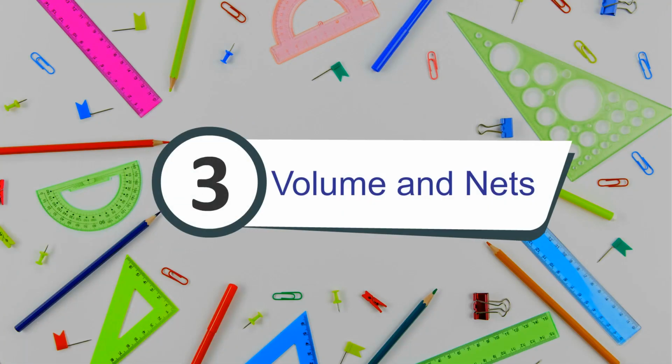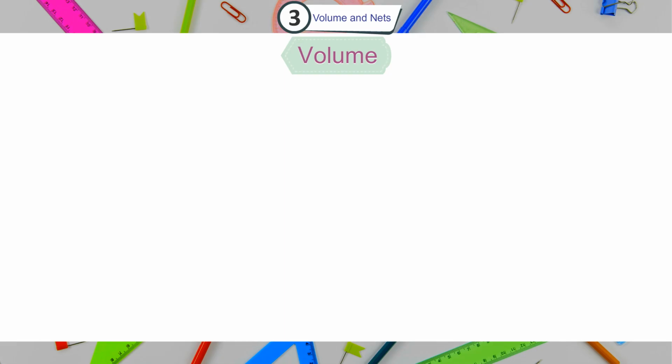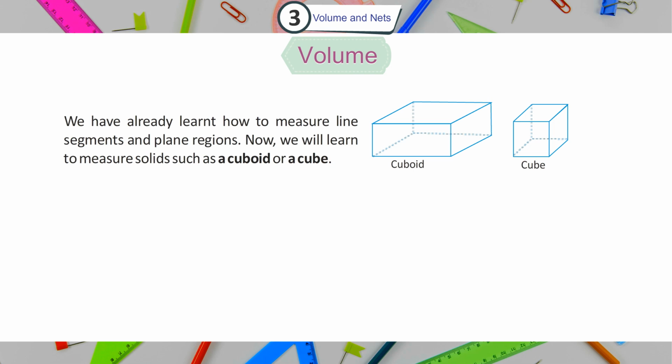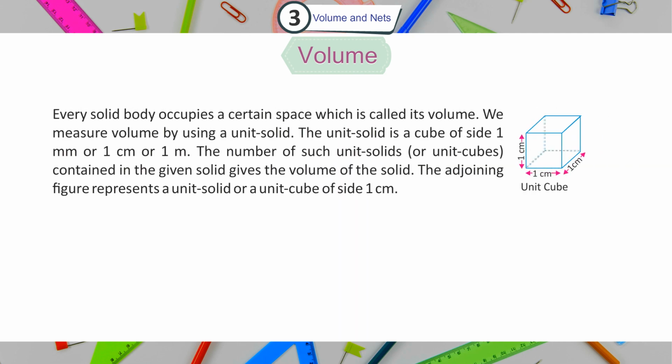Chapter 3: Volume and Nets. Volume. We have already learned how to measure line segments and plane regions. Now we will learn to measure solids such as a cuboid or a cube. Every solid body occupies a certain space, which is called its volume.